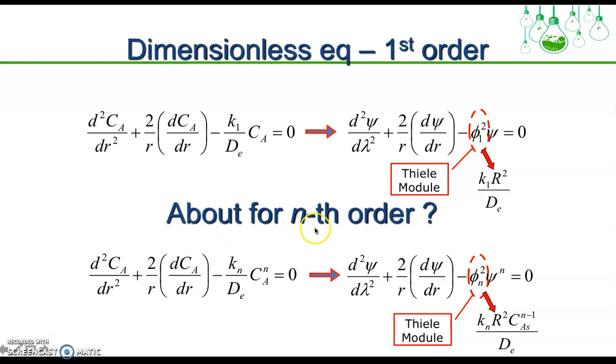In the end, we get this simplified version with a new symbol, which is what we call the Thiele modulus. The Thiele modulus is k1 R squared over De. This is for first order. For second order or any order besides one, these are the formulas for the Thiele modulus.